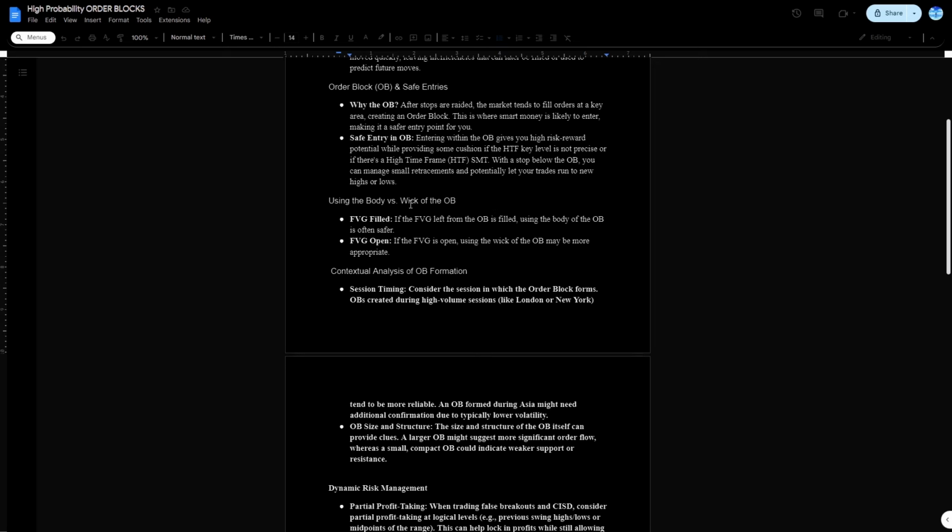Using the body or the wick of the FVG, if the FVG is filled. If there's no FVG from the order block on a higher time frame, but there is one on a lower time frame, usually that FVG will be filled and come in and touch the body of the order block. If there's an FVG open on the higher time frame and lower time frame, it usually will leave those lower time frame fair value gaps open, maybe leaving a higher time frame fair value gap open, depending if it's a breaker or an order block.